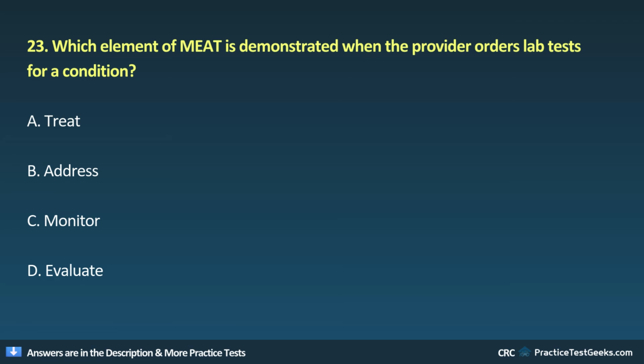23. Which element of MEAT is demonstrated when the provider orders lab tests for a condition? A. Treat. B. Address. C. Monitor. D.